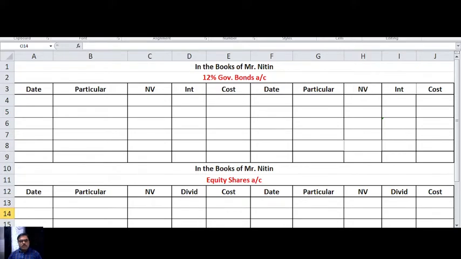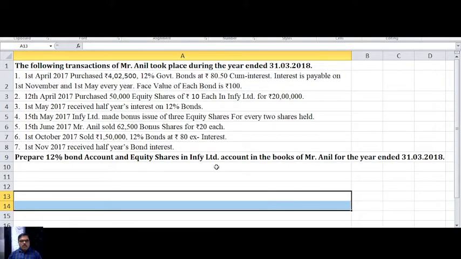So here the problem is as follows. The following transactions of Mr. Anil took place during the year ended 31st March 2018. What does it mean? Mr. Anil's year ends on 31st March, and the year starts on 1st April 2017.